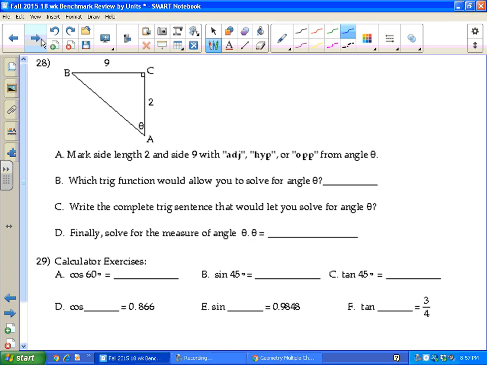All right. This is when we did our sine, cosine, and tangent. Mark side length 2 and side length 9 with adjacent, opposite, or hypotenuse. So here's my angle. This is my reference. Across from it is my opposite, and beside it, touching it, is the adjacent. This side would have been labeled as the hypotenuse, but I don't need it because I don't have anything on it. Which trig function would allow you to solve for angle theta? Well, which trig function relates opposite to adjacent? That is TOA, so that would be tangent.